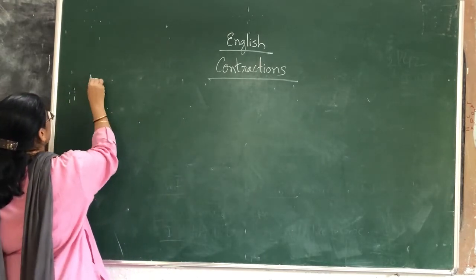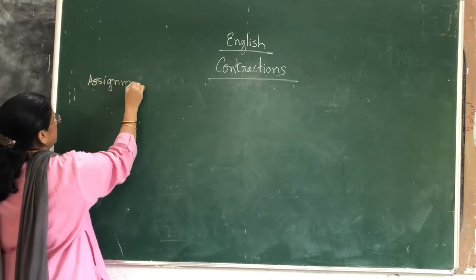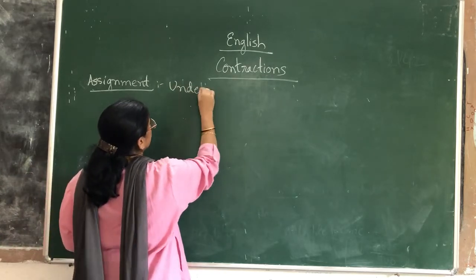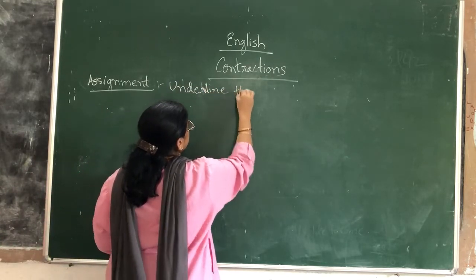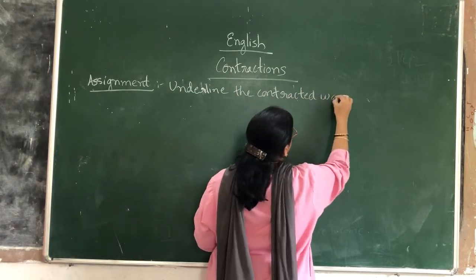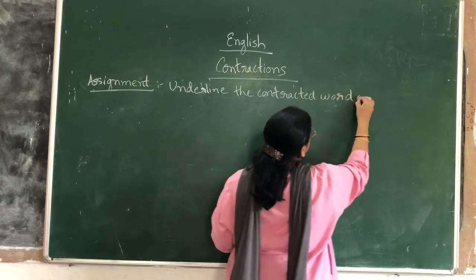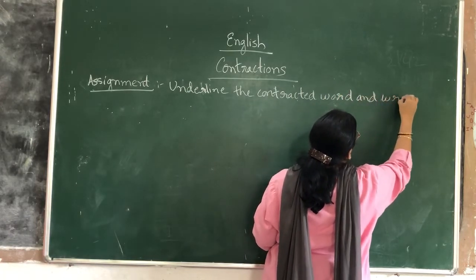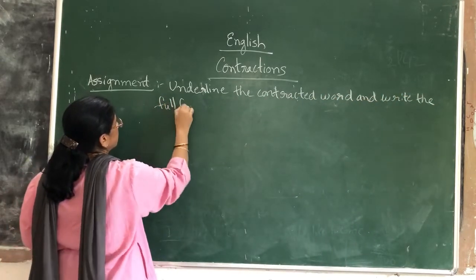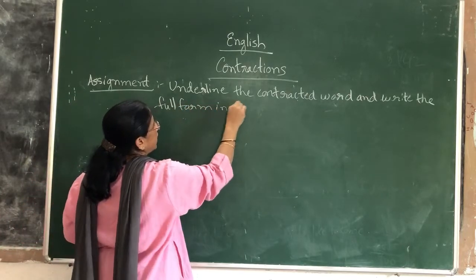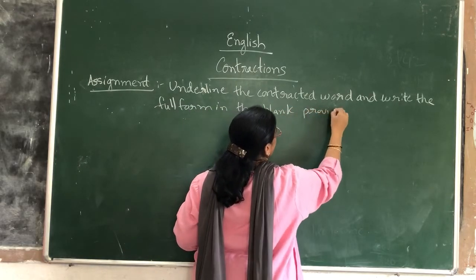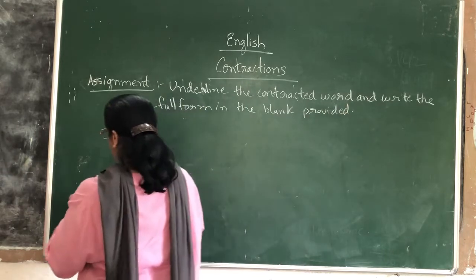So, assignment, underline the contracted word and write the full form. Write the full form in the blank given, in the blank provided. Okay, children? Now first one.